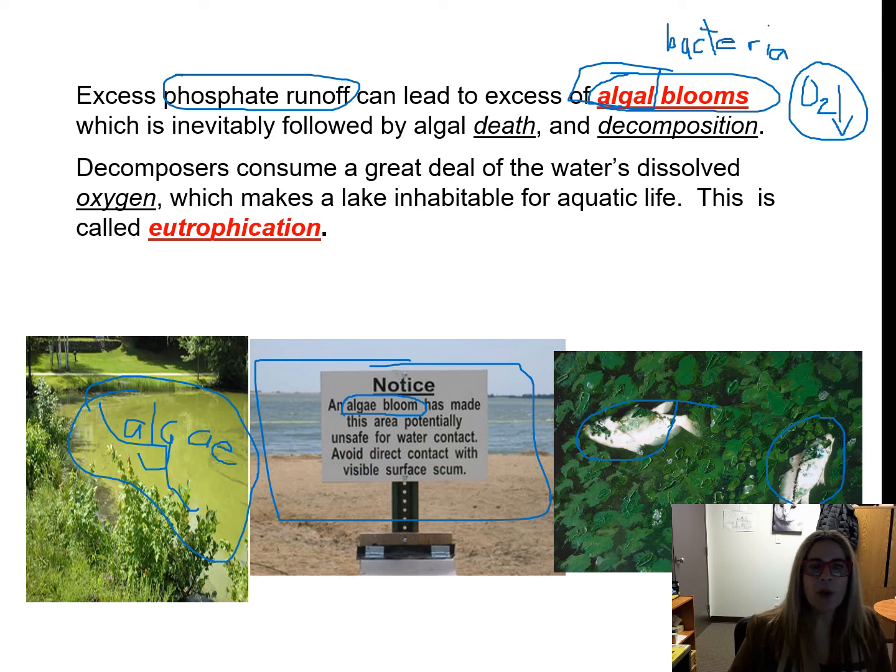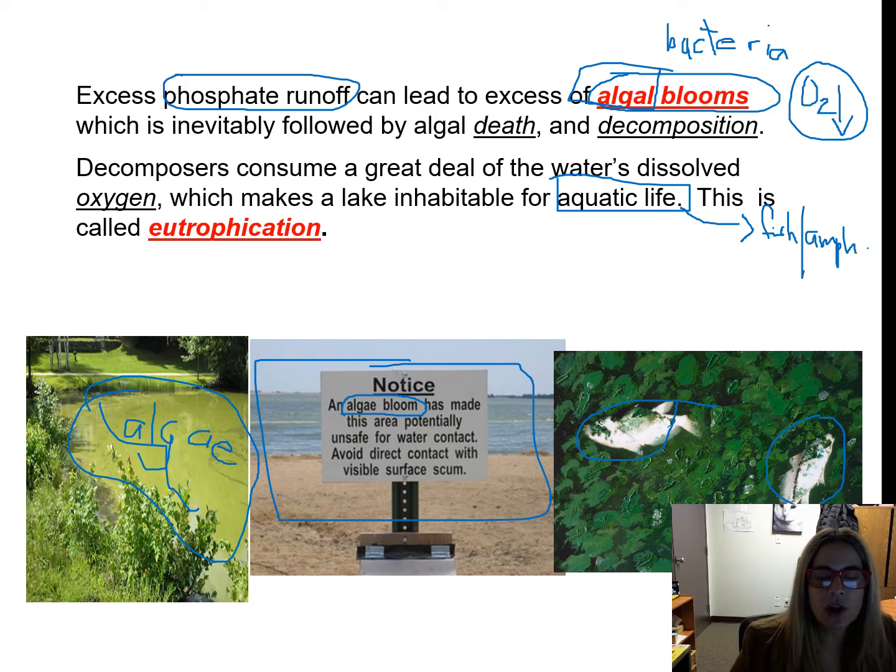Now, the problem with not having enough dissolved oxygen is it makes the water uninhabitable for aquatic life. And when we talk about aquatic life, we're talking about your higher-end vertebrates. So we're talking about fish, okay? We're talking about amphibians like frogs, salamanders, etc. Okay? These types of organisms need significant levels of dissolved oxygen.